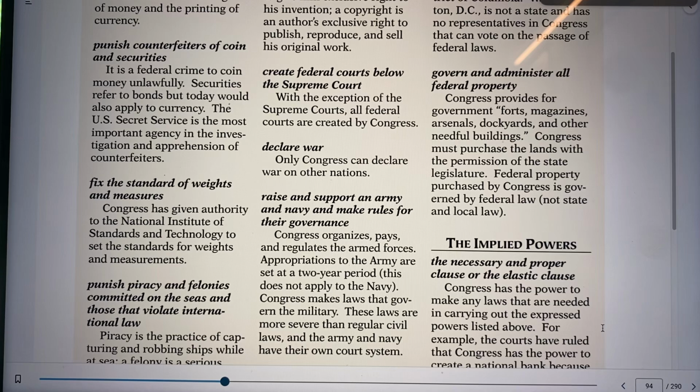Congress has the right to declare war. Only Congress can declare war on other nations.